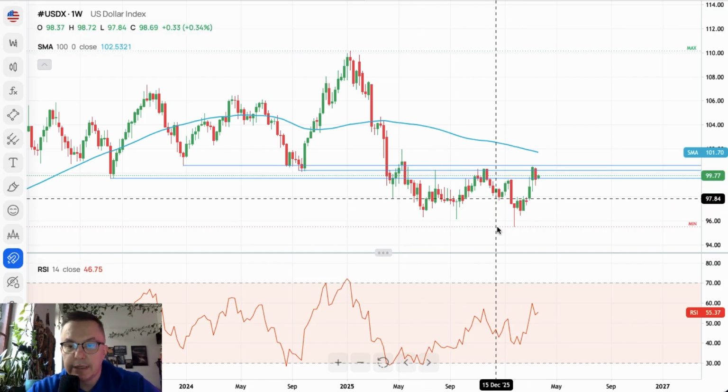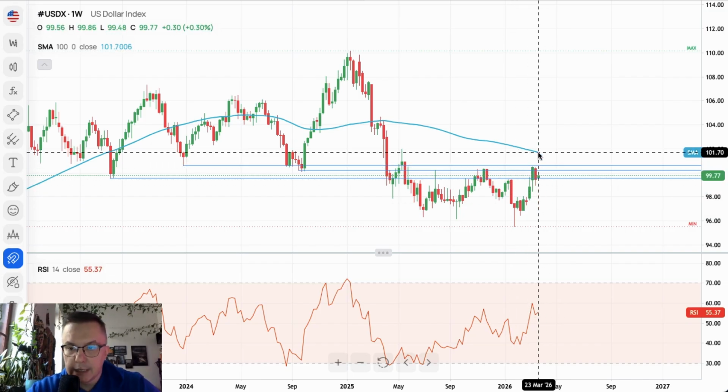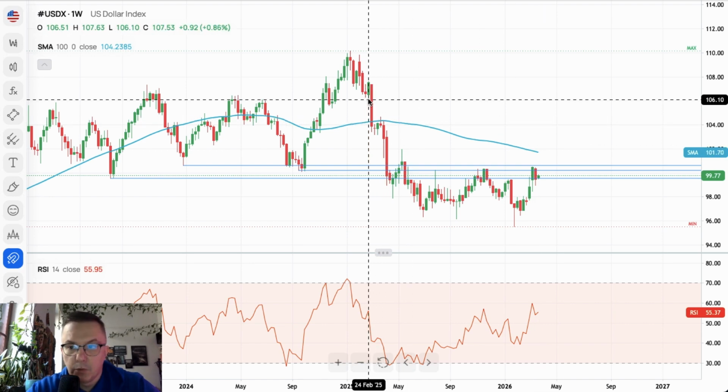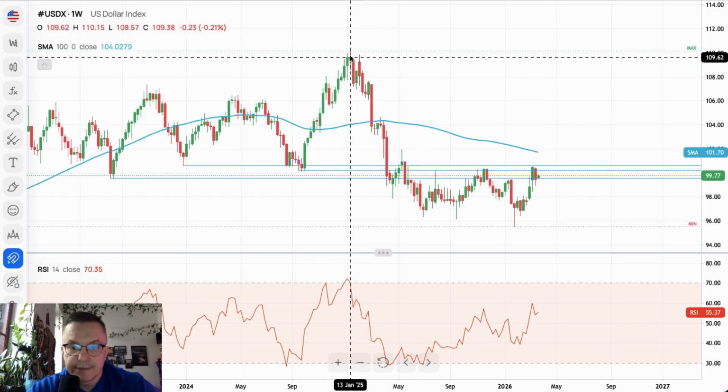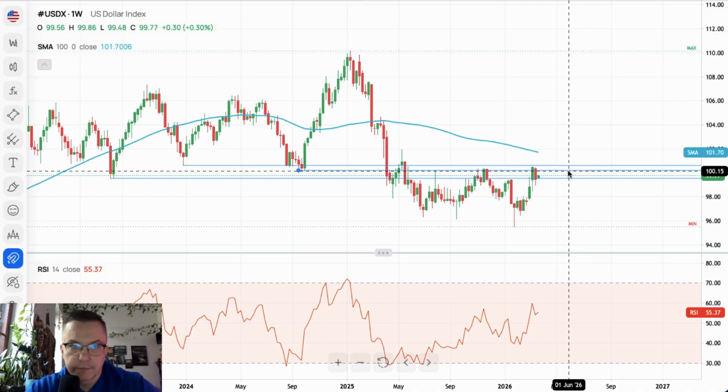You can see it on the weekly, right? So any breakout here can be massive. This breakout will target next 101.70 today on the weekly. This is the weekly 100 periods moving average. Then we will target straight 104.33, then 106.10, and then the highs from 2025, 109.62, if we break above this zone, obviously.